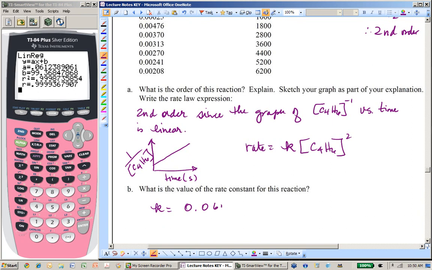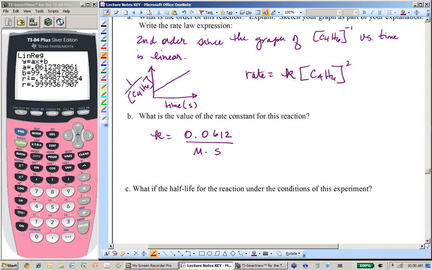0.0612 is 3 sig figs. Is that enough sig figs? That's plenty. Okay, now what unit? This is second order. Overall, 2 fingers are up. Drop 1 down. That means there's a molarity down here as well as the time unit of second.